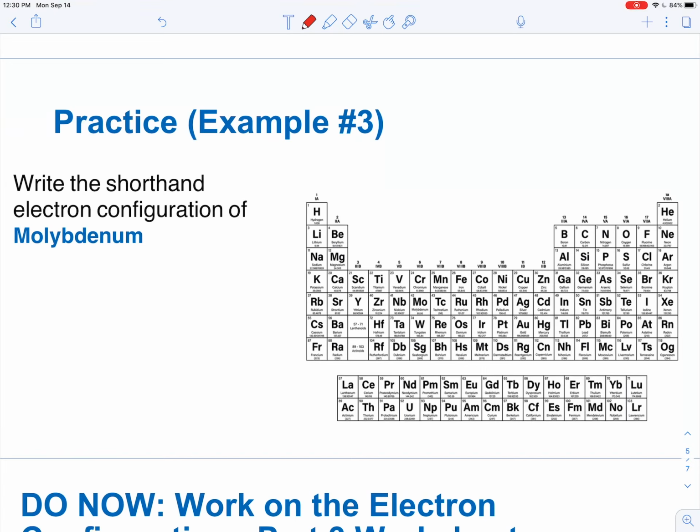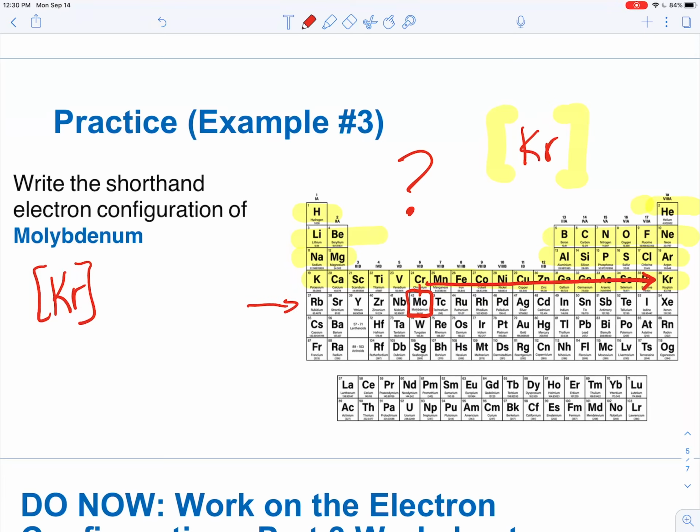First, you want to find molybdenum. Found that guy. Next, you want to ask yourself, what noble gas am I going to use in brackets here? So again, we always go up one row and then all the way across, and we will use krypton. Okay, so everything up to krypton I don't have to worry about. I basically counted all those electrons already. All of that is represented in my symbol here. Okay, so now we just start with whatever comes after krypton. And so what comes after krypton? 5s2 is correct. And what would come after that? 4d, 1, 2, 3, 4. 4d4.